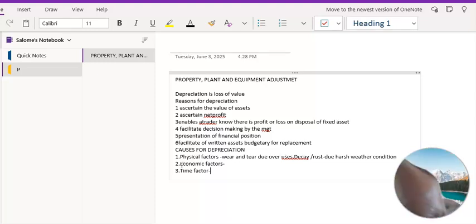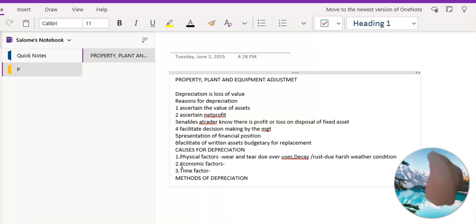So class, those are the factors, just a few of them. There are so many factors, and I want you to research more on the factors that cause depreciation. Now let's look at the methods of depreciation that we are going to use.